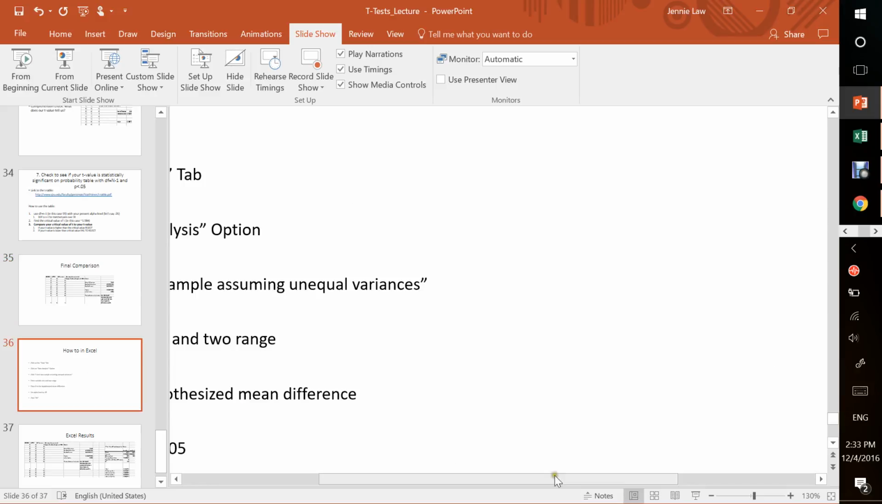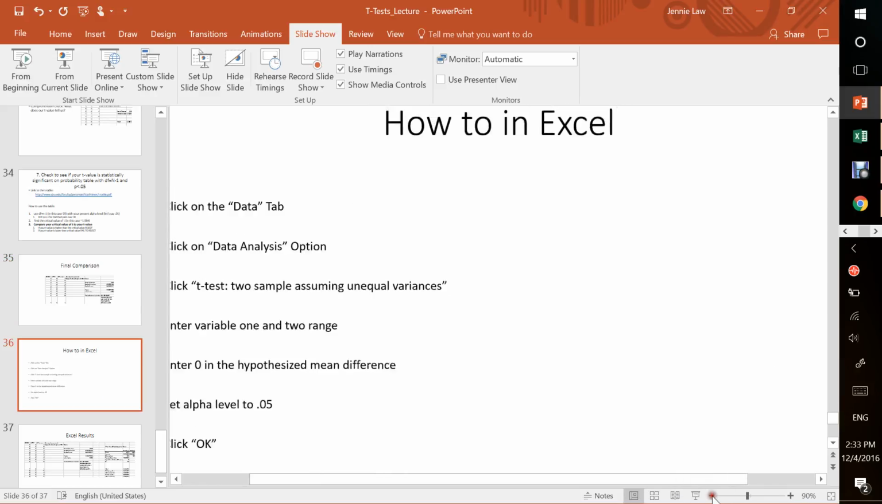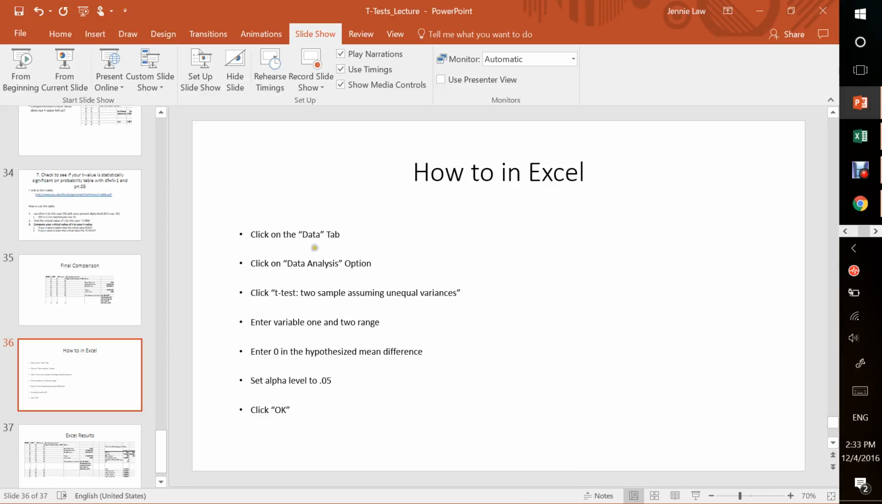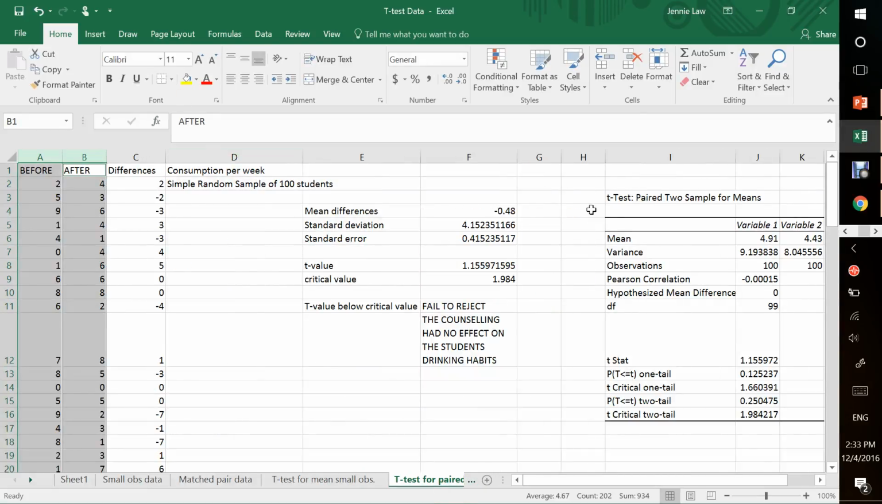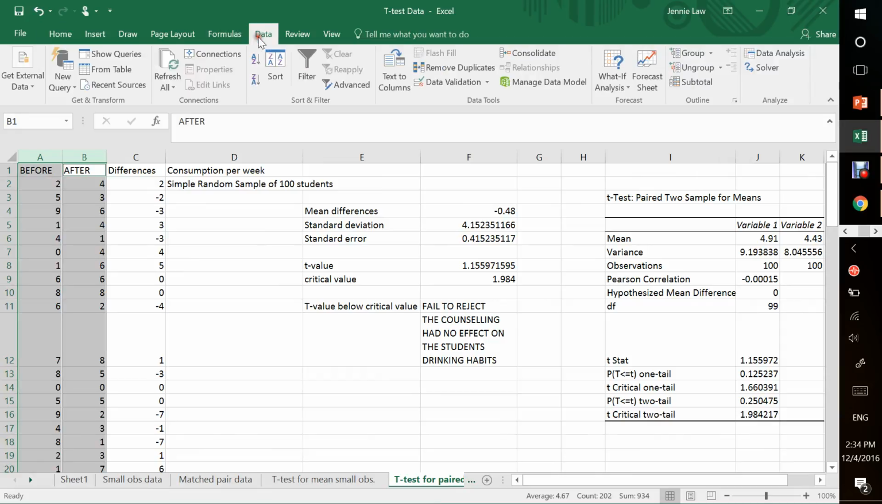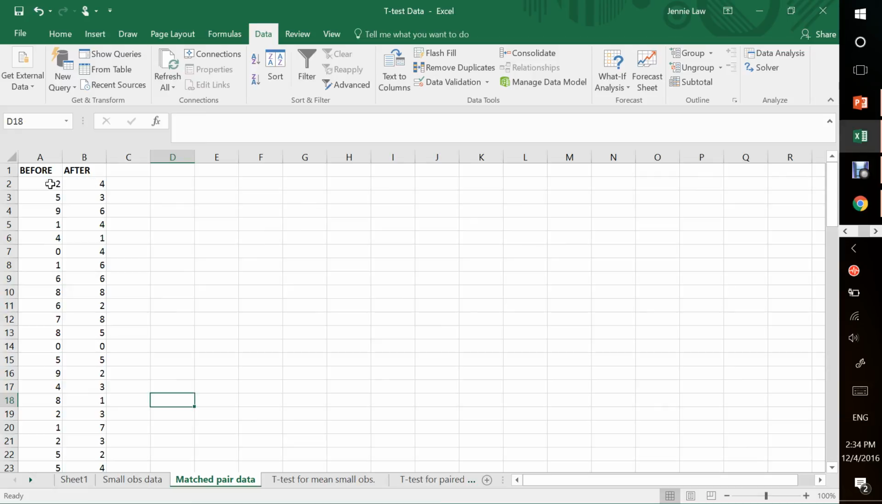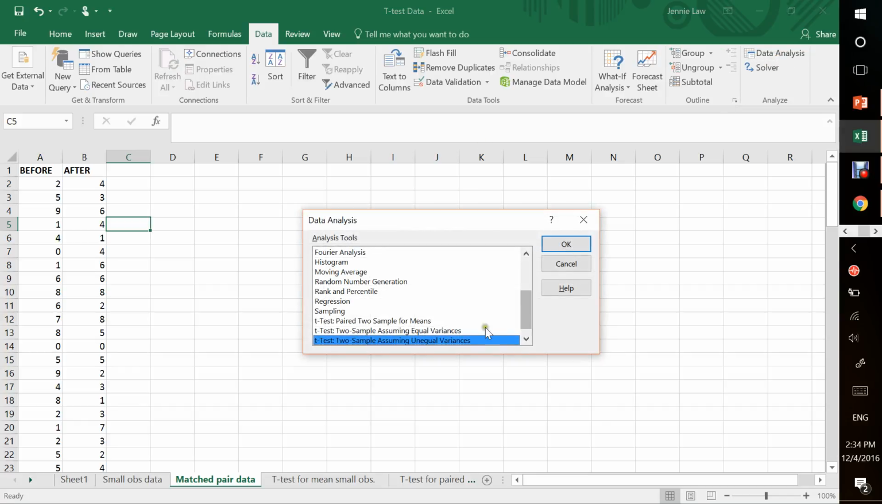So in Excel, what we would do is use that same analysis pack that I showed you how to put into your Excel file. And what you would do is on this table, you would go to data. So these are our before and after scores. I'll do it right here so that you can see. You would go to data, and you would go to data analysis, and you would choose the t-test, the paired two sample for means, because we're looking at paired two samples.